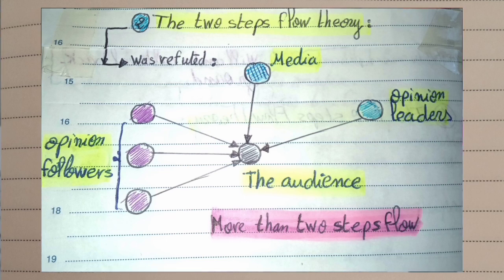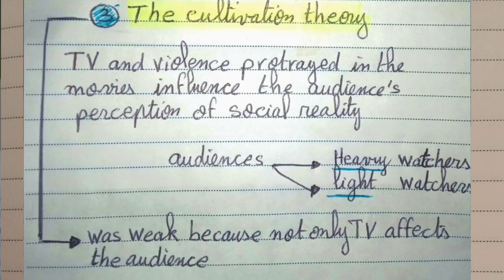The third theory, the cultivation theory developed by George Gerbner in 1960, is also one of the theories that focus on what media do to the audience. This theory appeared especially for television as a result of its increasing growth. It suggests that massive exposure to television and violence portrayed in the movies are responsible for shaping the audience's perception of social reality.